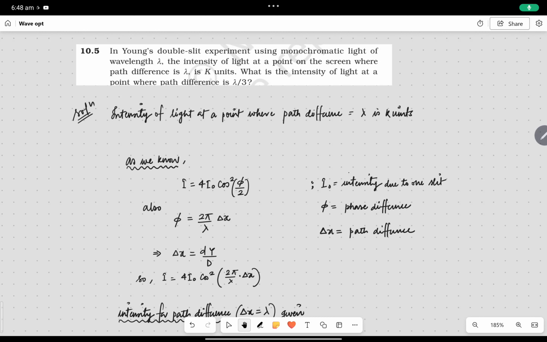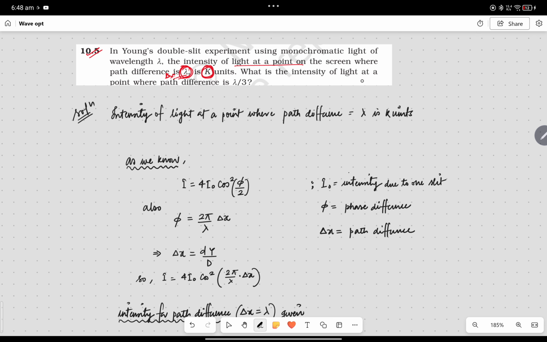So we have question number 10.5, and the question says that in Young's double slit experiment using monochromatic light of wavelength lambda, the intensity of the light at a point on the screen where the path difference is lambda is k units. Okay, so the intensity for path difference lambda is k units, right?